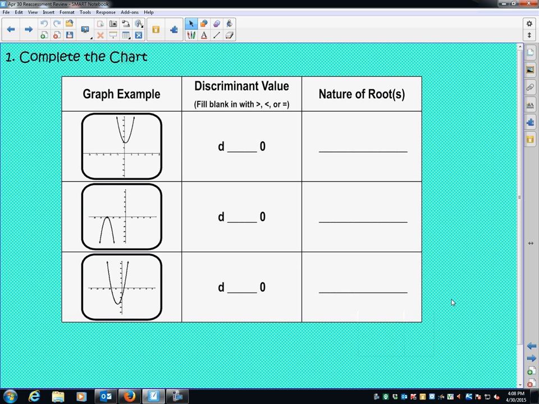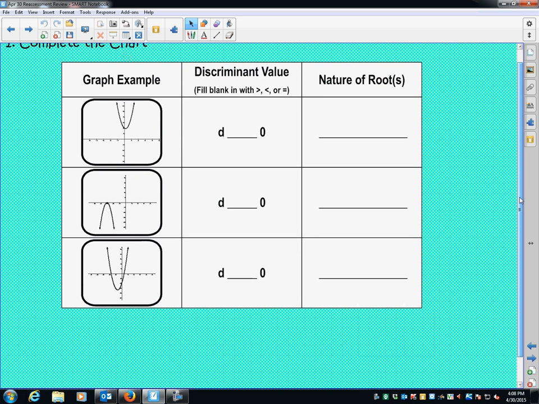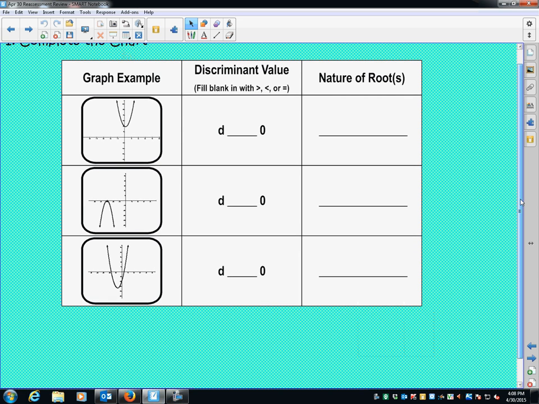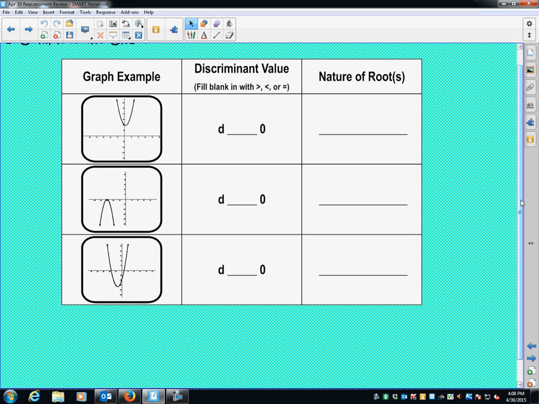Okay, let's get started. So the first chart that we see here is of some parabolas, and it's asking us about the discriminant value and the nature of the roots. And it asks us to fill in the blank with either greater than, less than, or equal to. Keep in mind that greater than 0 is going to be a positive number, less than 0 is going to be a negative number, and equal to is obviously going to equal 0.